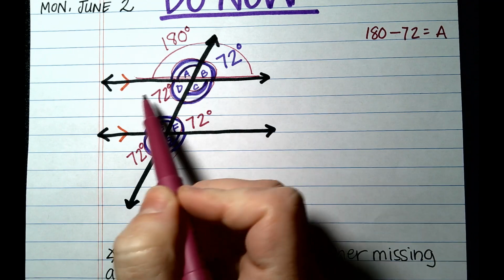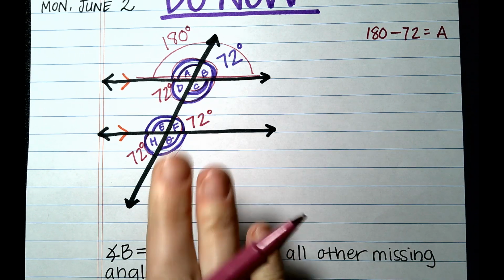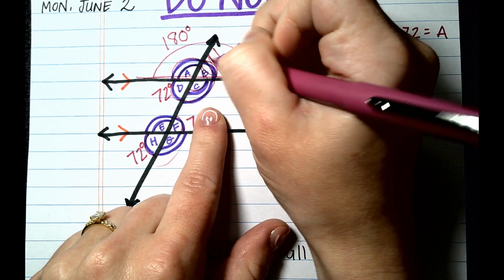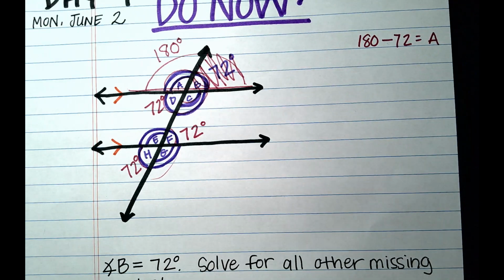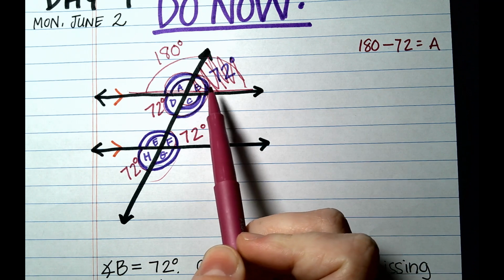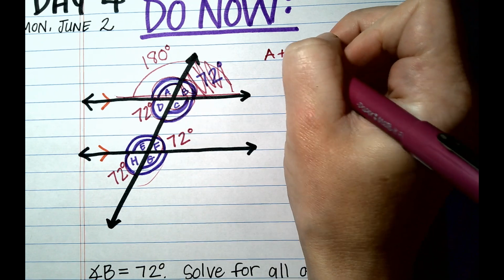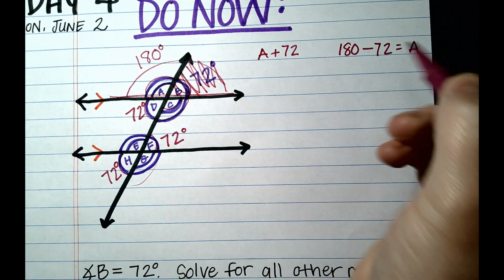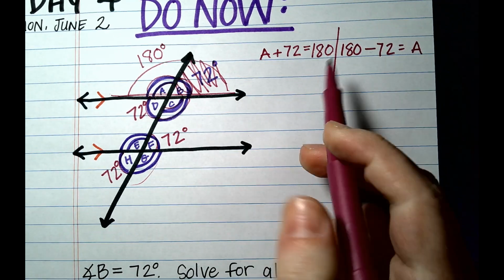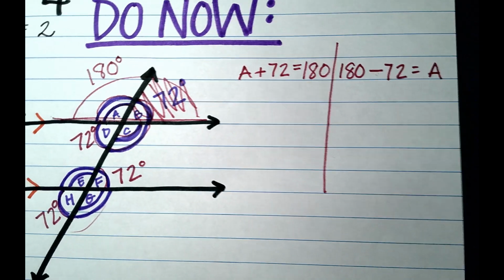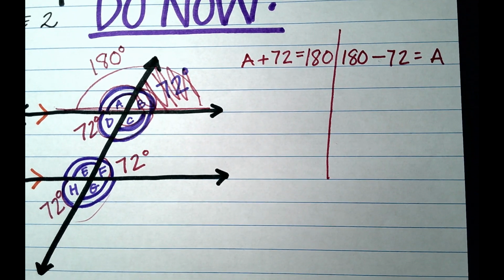If you can already see this relationship, I know that all of this is 180 degrees. So if I subtract 72, or get rid of it, that's all that subtracting is, I'll have A. I could also say, well, A plus B is 180. I don't know what A is, but I know B is 72, and I know they add up to 180. So these are the two equations that I could write: A plus 72 equals 180, or 180 minus 72 equals A.